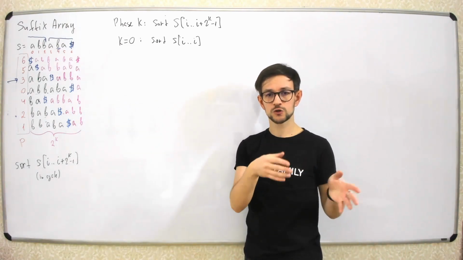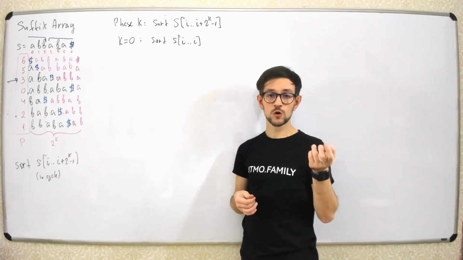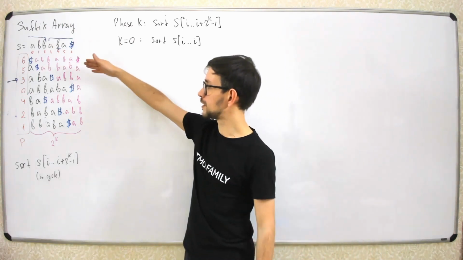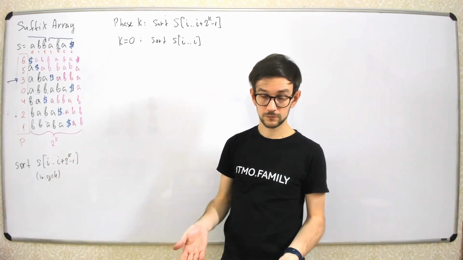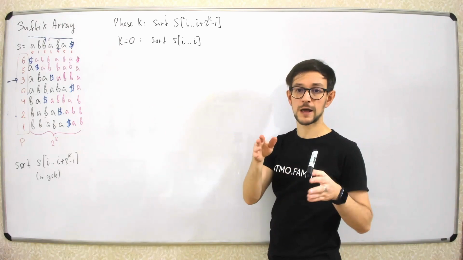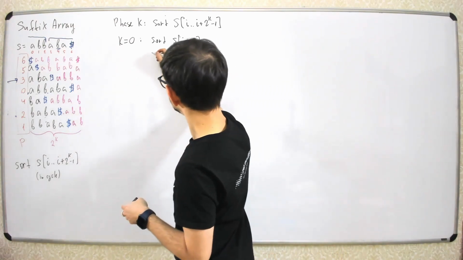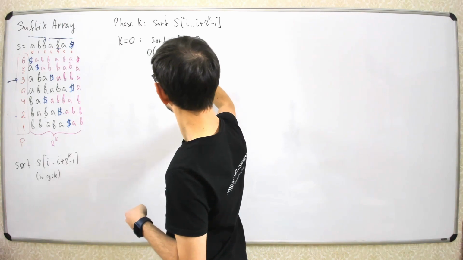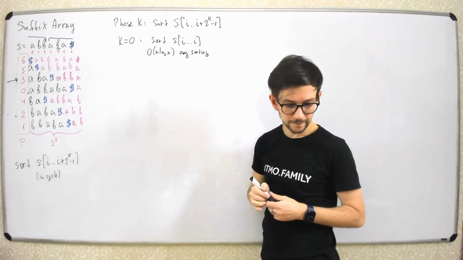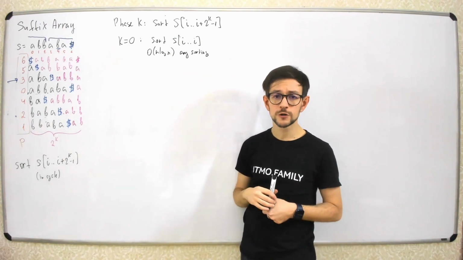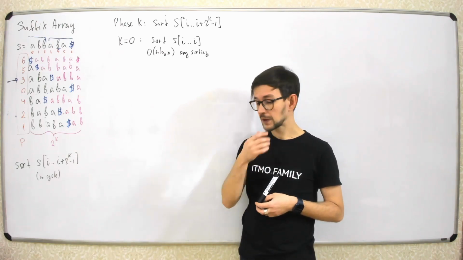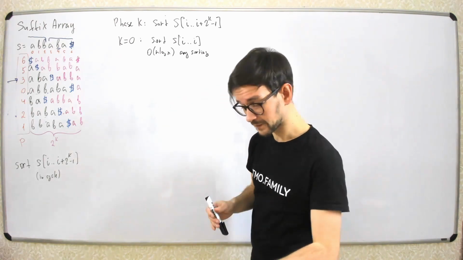So in the 0 phase, you just need to sort all the strings of one character. You can sort strings of one character using any sorting algorithm. So you just write down all the characters of your string and sort them. You can do it in n log n time using any sorting algorithm. You can use merge sort, quick sort, heap sort. Heap sort is not very efficient, but merge sort and quick sort are basically all you need.